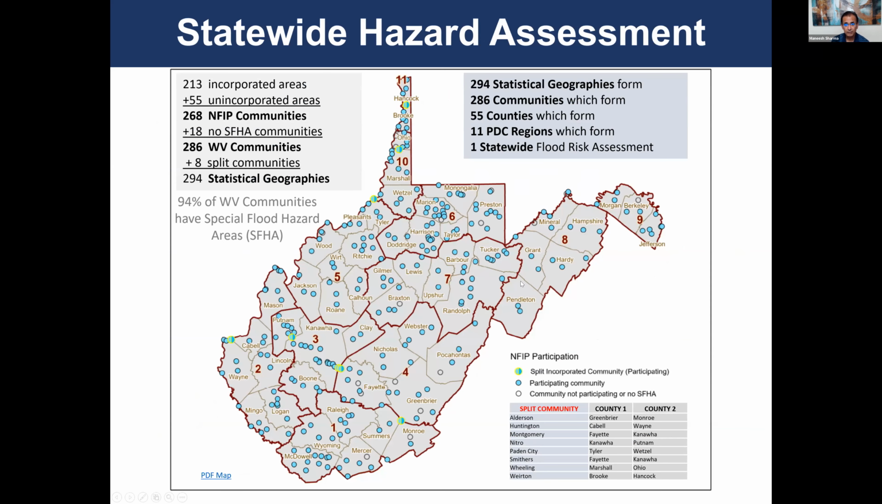The way the project is being approached is, we have 294 statistical geographies in West Virginia, which form 286 communities. These communities include both incorporated areas and unincorporated areas. And those 286 form 55 counties, which in turn form 11 regional councils, and then the whole state. So we can stack this in this way, but we can also approach it in terms of the granularity of how, at building level, we want to assess the data.